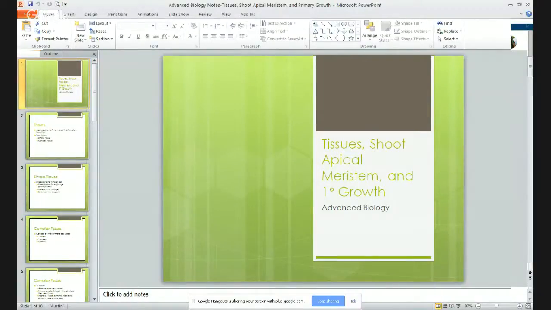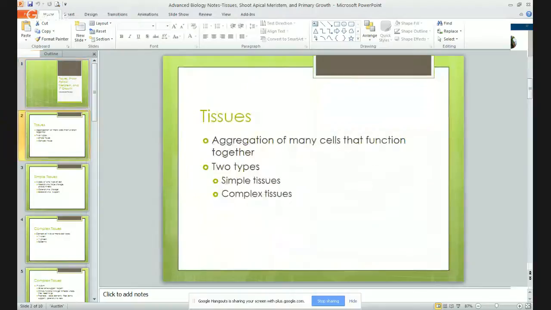Alrighty, good morning. So we're going to start with part one of tissues, the shoot apical meristem. Kind of I don't know if it's a refresher or not, but just the definition of what a tissue is: it's just an aggregation of a lot of cells that function together to do a certain job. So sometimes they're made up of the same type of cell, sometimes they're not.